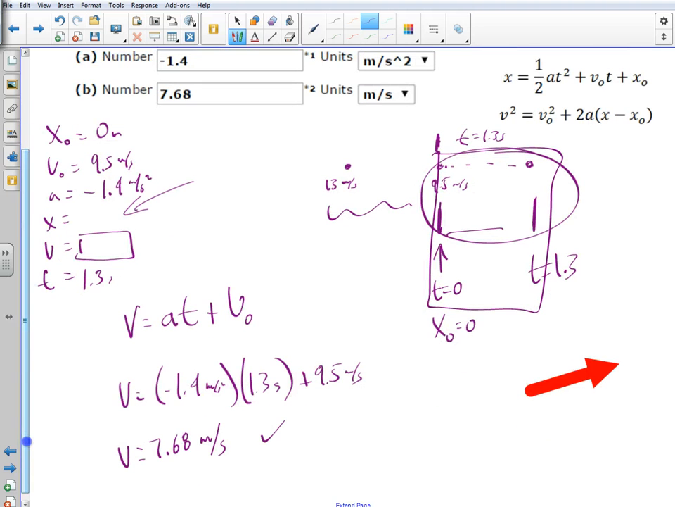There we go. All right, in the next video, we'll try to get into using these two equations as well and look at some free fall as well. So it's important you watch the next video as well.